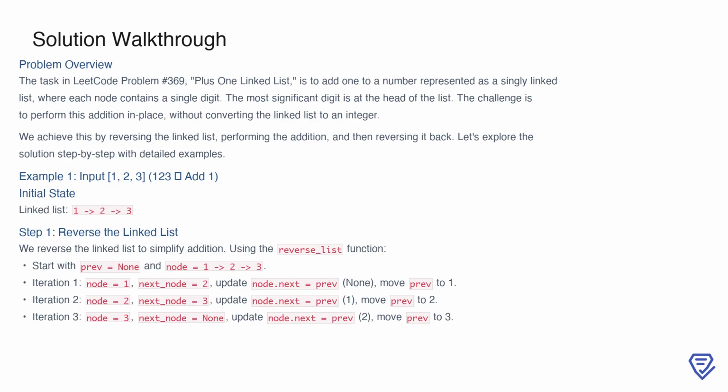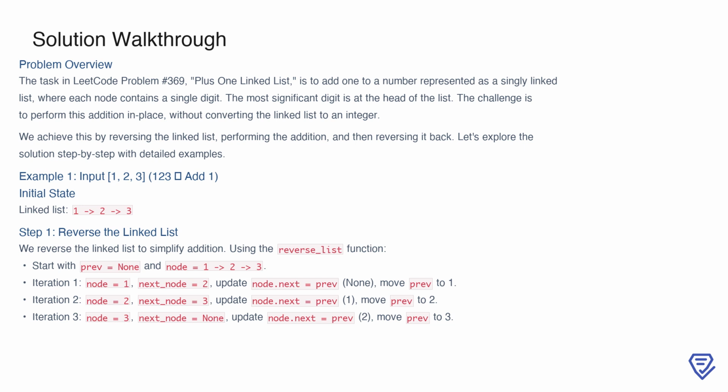The problem here is to add 1 to a number represented as a singly linked list, where each node contains a single digit. The most significant digit is at the head, which makes direct addition a bit tricky. Instead of converting the linked list into an integer, we solve this problem in place by reversing the list to make addition easier, performing the addition digit by digit, and then reversing the list back to restore the original order.